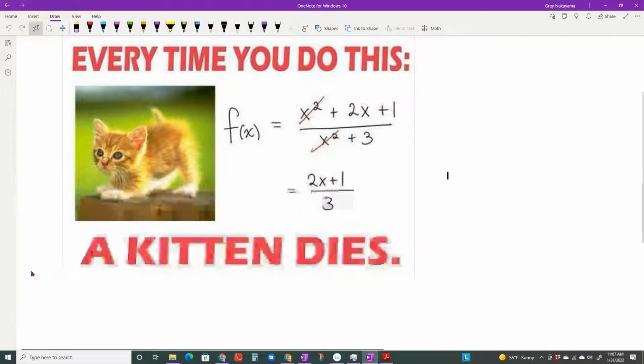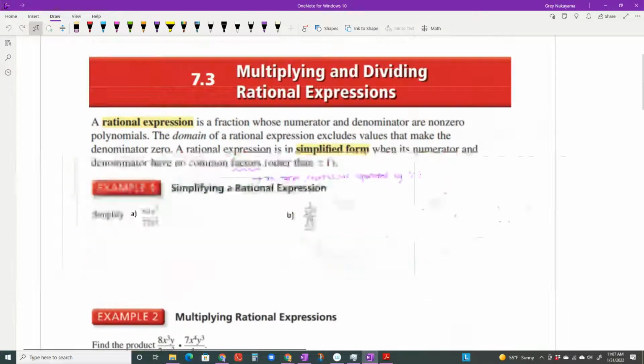You may not do this if you do every time a kitten dies. And that would be so sad.